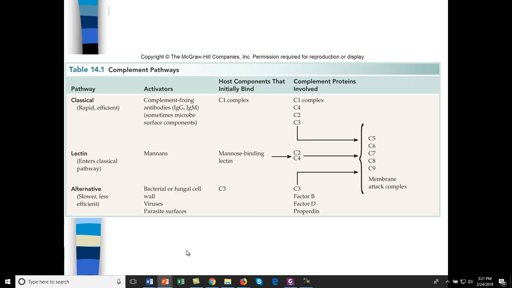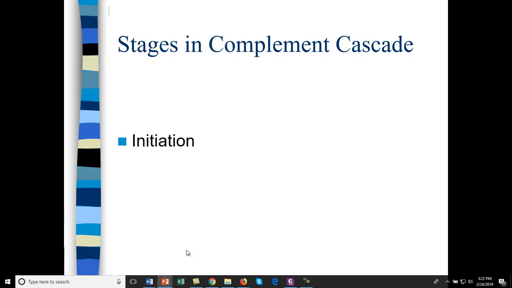Now, I'm not that interested in you knowing these components. I would want you to know the three different pathways and what initiates them. But as far as the cascade, I'm just not going to make you memorize that. But first we have initiation, and that's initiated depending on which pathway you're talking about.